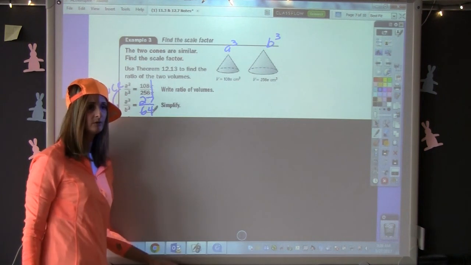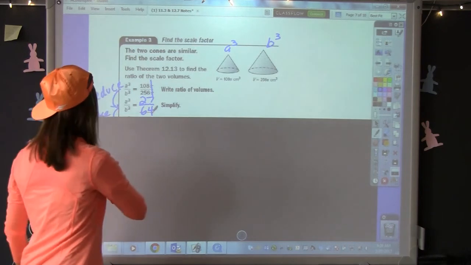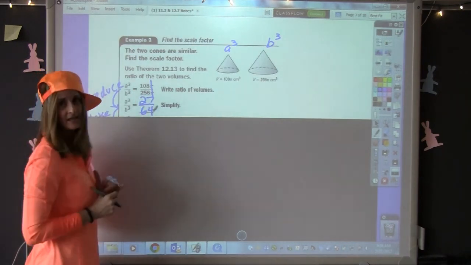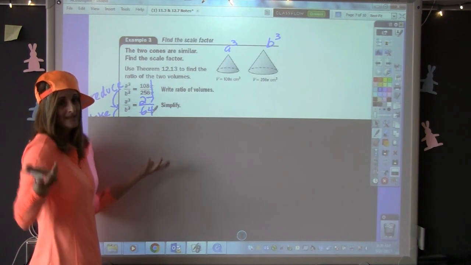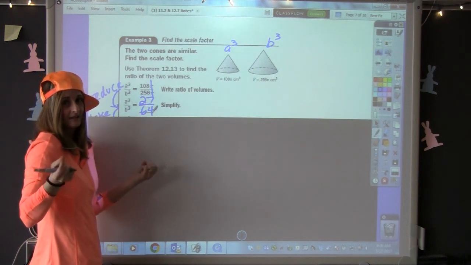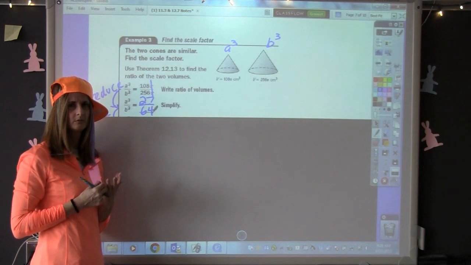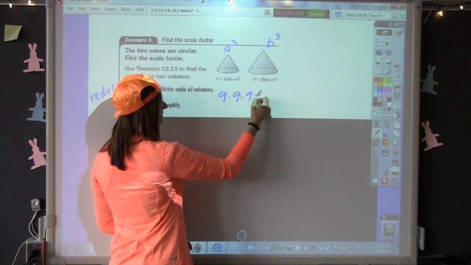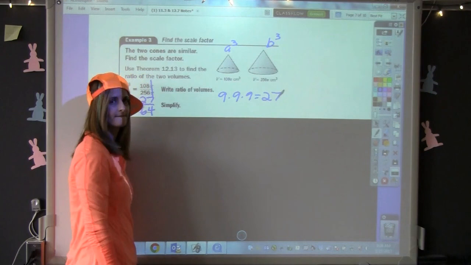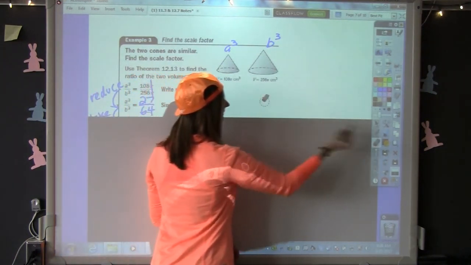Anyone else get that too? Can someone else confirm that? Okay, cool. So now this is simplified, a cubed to b cubed. So if a cubed is 27, what's a? Do we know what to do? Does that mean that 9 times 9 times 9 is 27? Yes, it's 3.